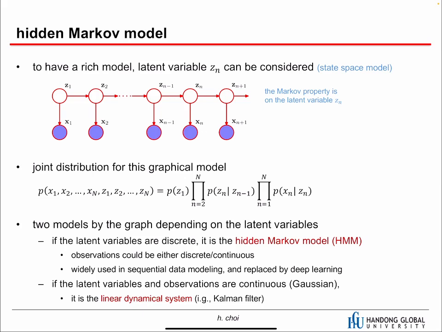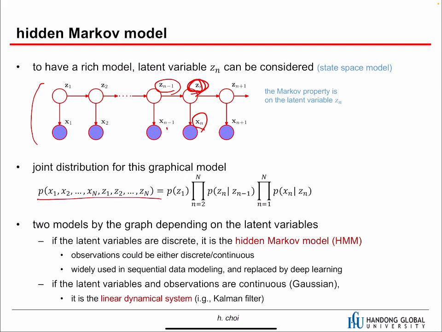Likewise, in the hidden Markov model, we have a latent variable, and this is a hidden Markov model graph. In this case, the Markov property is on the latent variable. So when we are interested in Zn, then Zn is connected to Zn-1, not to Zn-2. And given this latent variable, we can make an observation xn. So when Zn is given, then xn and xn-1 are independent.